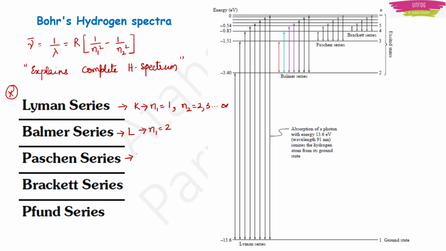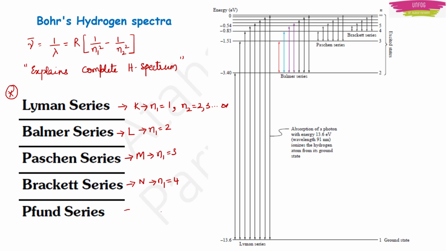For the Paschen series, the electron will jump from the outermost orbit to M, right? So what will n1 be? n1 should be 3. In the Brackett series, the electron will jump from the outermost orbit to the N shell, so n1 will be 4 here. And again for the next shell, Pfund, n1 will be 5, like that.